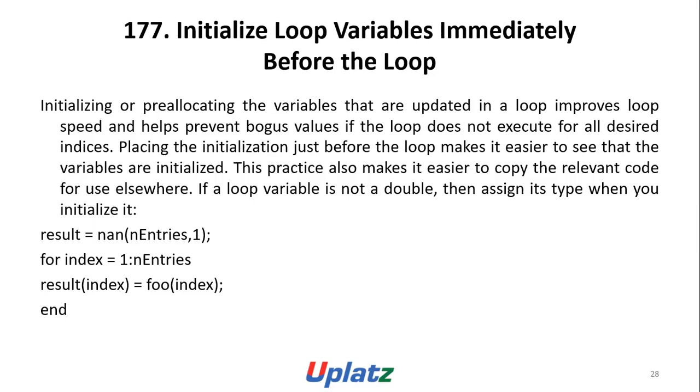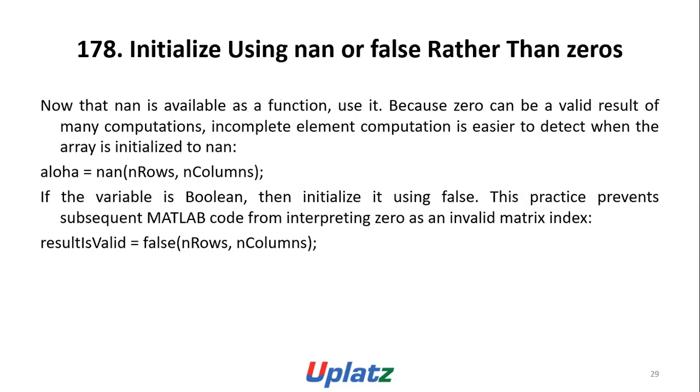Result is NaN in index 1, for index 1 to n, result index 2 index n. Initialize using NaN or false rather than zeros. Now that NaN is available as a function, use it. Because zero can be a valid result of many computations, incomplete element computation is easier to detect when the array is initialized to NaN. A equals NaN of n columns.